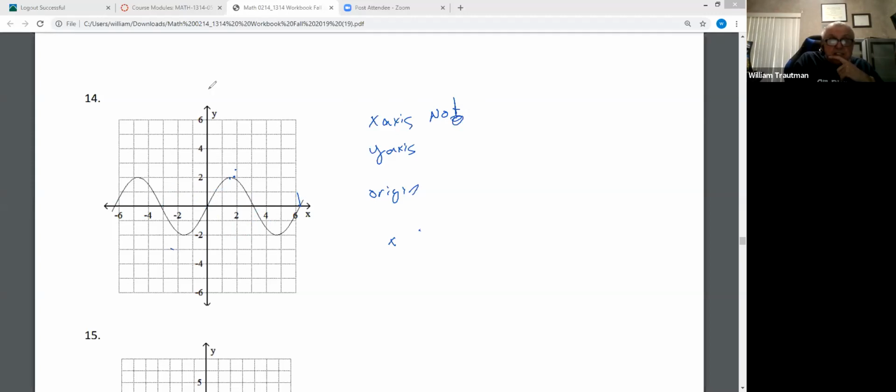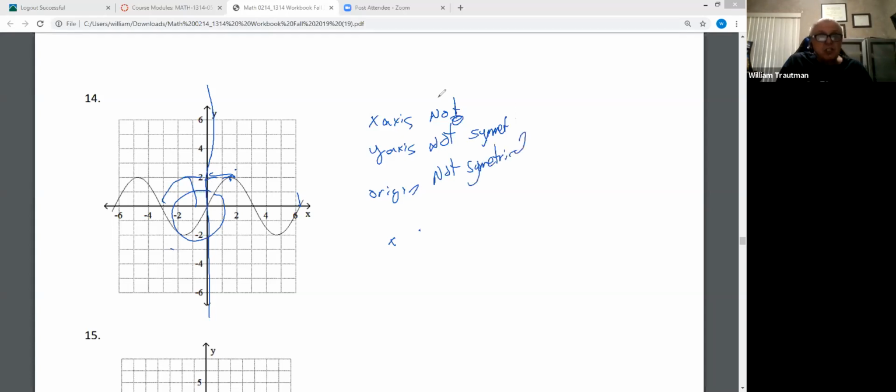The y-axis, here's the y-axis. If I fold this over, you see it's 2 spots this way. So 2 spots this way, is there a parabola there? No, it doesn't. If I fold it over, it doesn't line up perfectly. So it's not symmetrical. And the origin, if I rotate this around, it's not symmetrical either. So this is not symmetrical with any of the axes or the origin.